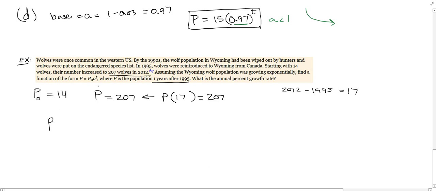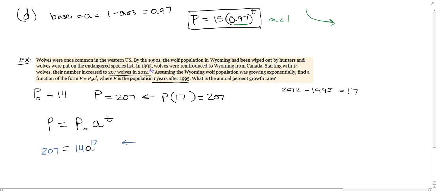We don't know the growth factor here, the annual percent growth rate. And so using our formula for an exponential function, plug in everything we know. So I'll put the things we know in colors. We know that the population is 207, and that's when t is actually 17. We know the initial value was 14. What we don't know is a, so a is going to stay a variable. But like I just said a moment ago, this 207 is when t is 17. Okay, so these are all the things we know.